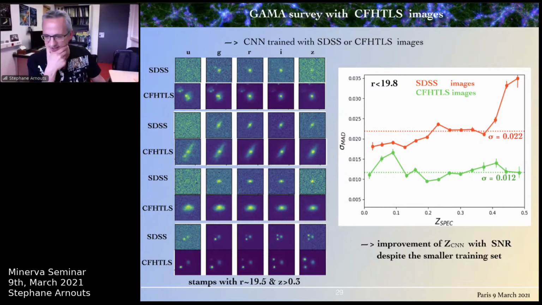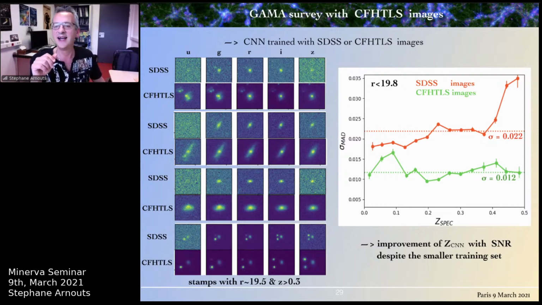Another interesting point about the GAMA survey: we have a common region with the CFHTLS, which is the MegaCam camera at CFHT. And so one of the GAMA fields is located in the CFHTLS Wide. So in that case, we train the same spectroscopic sample in the common region, with the CFHTLS images. So you can see the gain between SDSS images and CFHTLS images. You can see the details of the galaxies show up clearly.